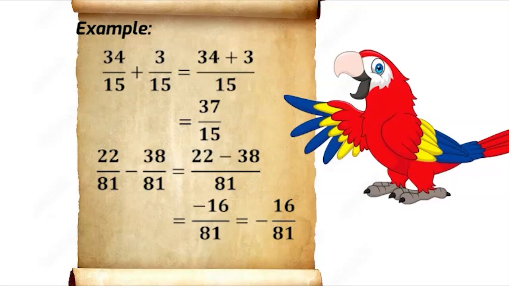So, all we need to do is to add the numerators. 34 plus 3 equals 37. And the denominator stays the same. We get 37 over 15 as the resulting fraction.